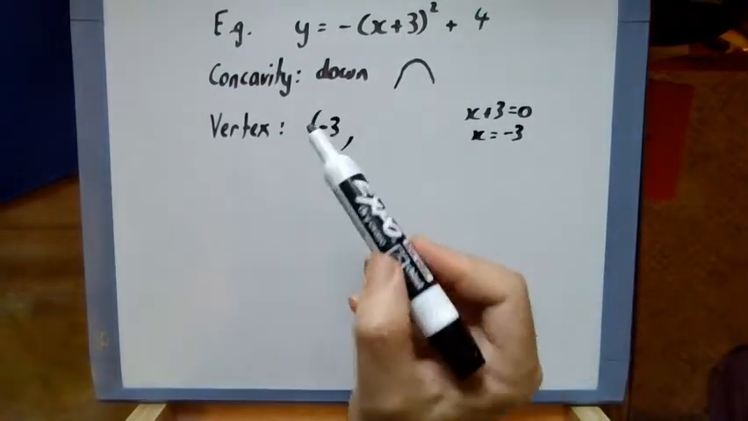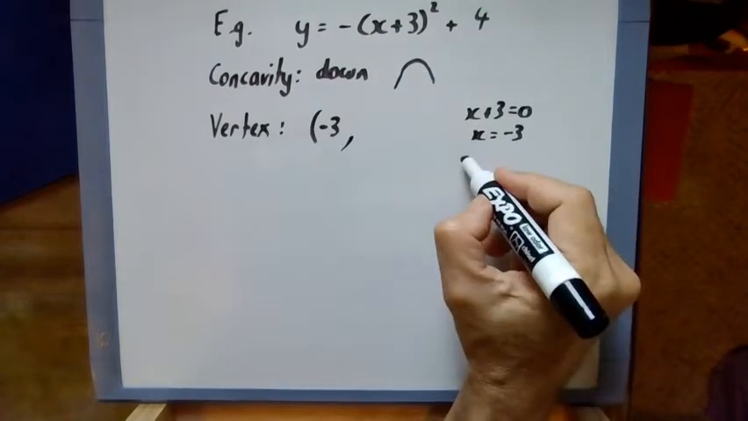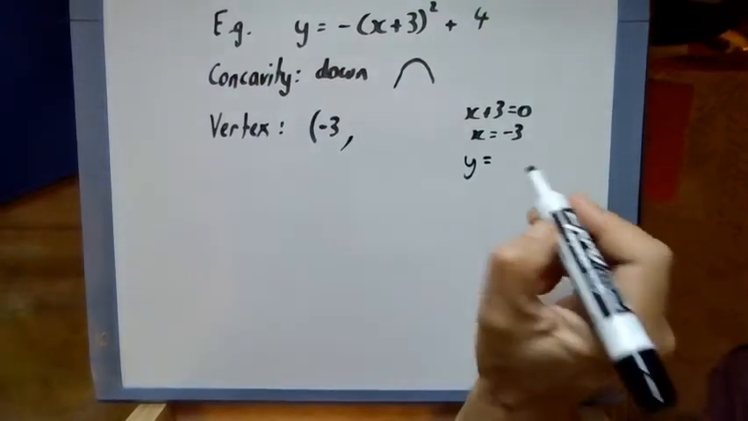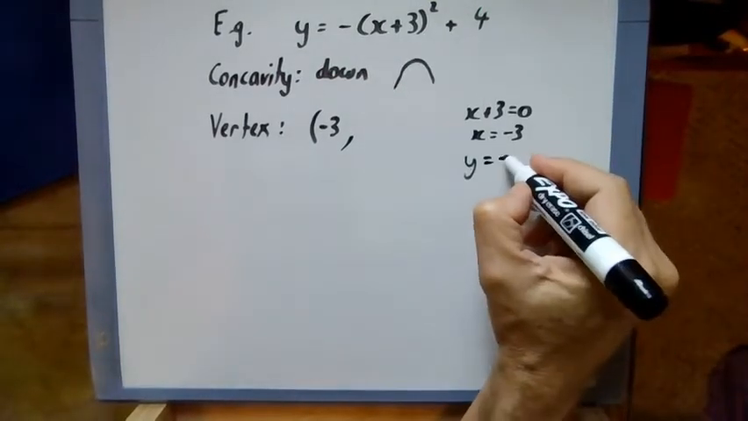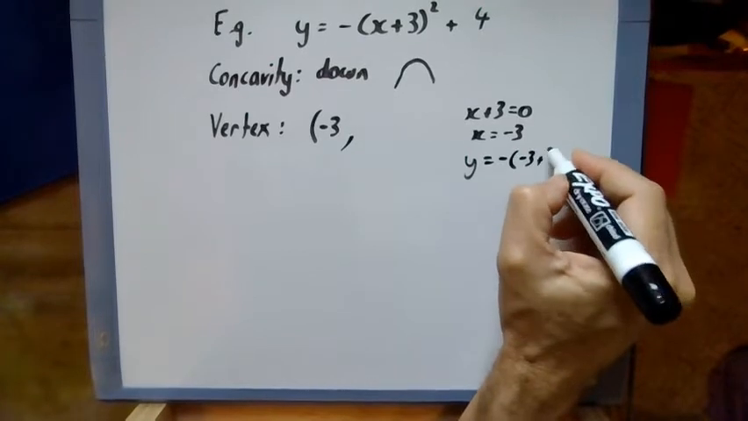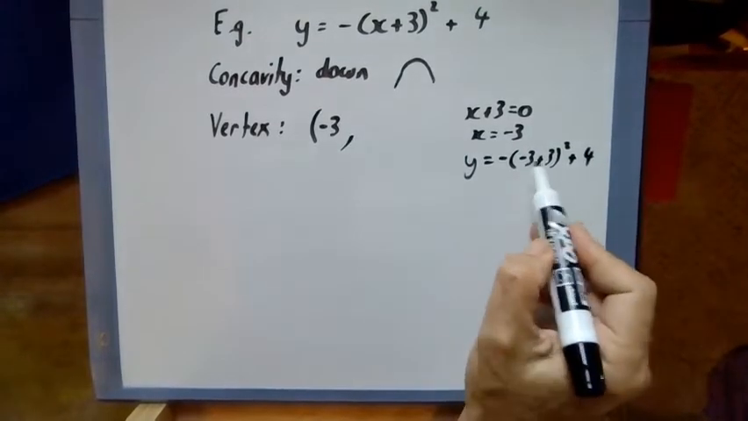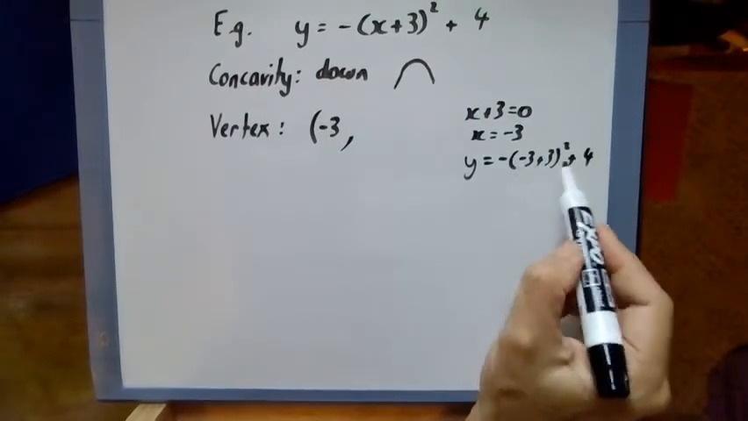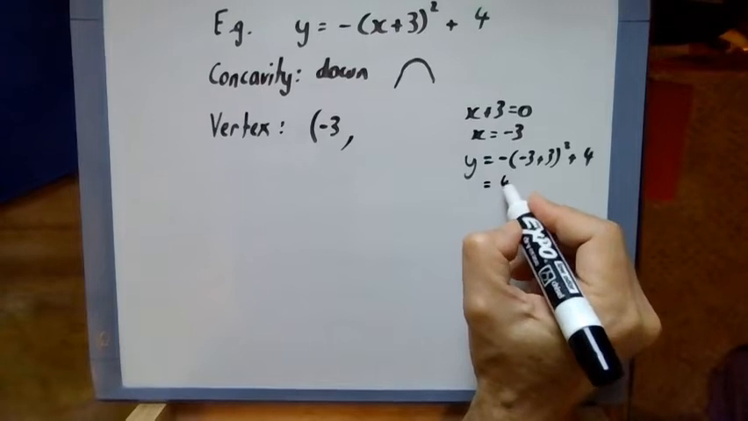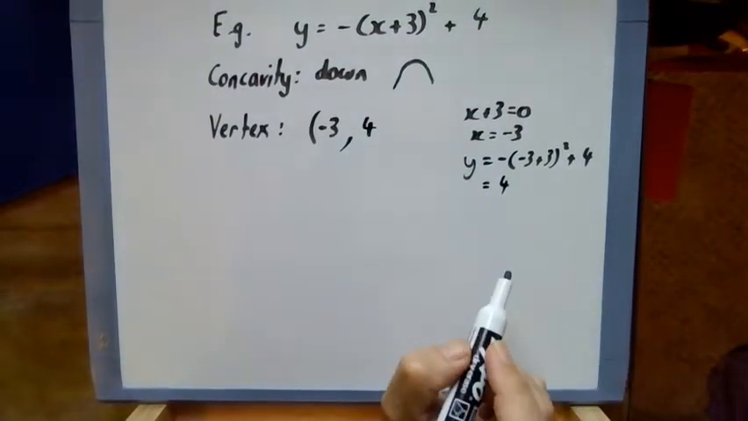And then the y value when x equals minus 3. If I was to substitute that in, you'll see something which will show you that you don't really have to substitute it in. If I substitute it in, I'll get minus 3 plus 3 squared plus 4. Well, minus 3 plus 3 is 0, so that's 0 plus 4. So my vertex y value is 4.